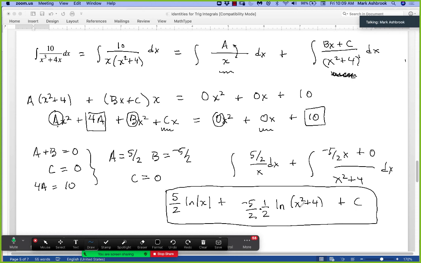And I didn't put absolute value here because that's always positive, right? It wouldn't be wrong to put the absolute value, but you don't need it, okay? X squared plus 4 will always be positive. Okay, questions on this example?